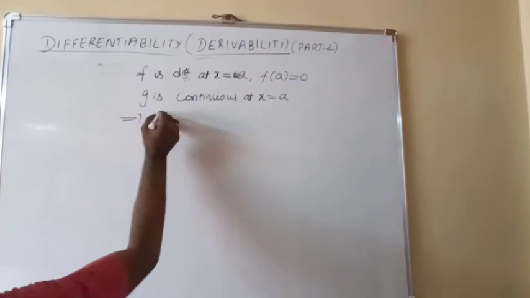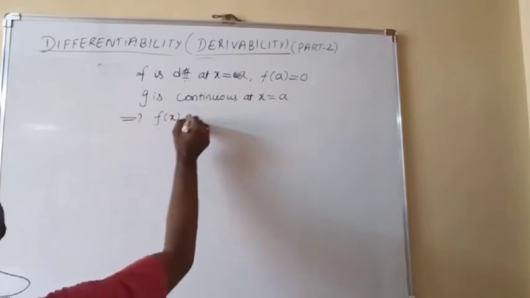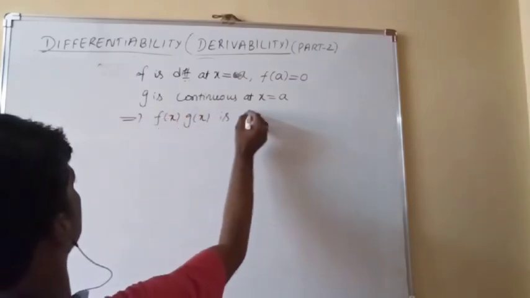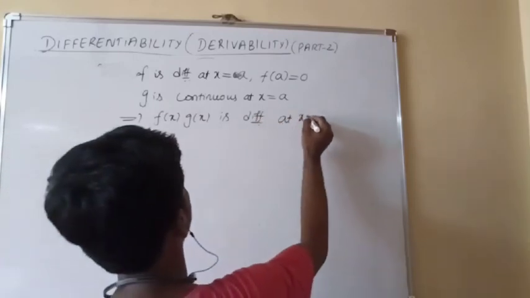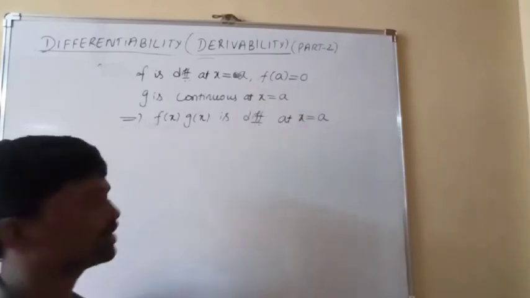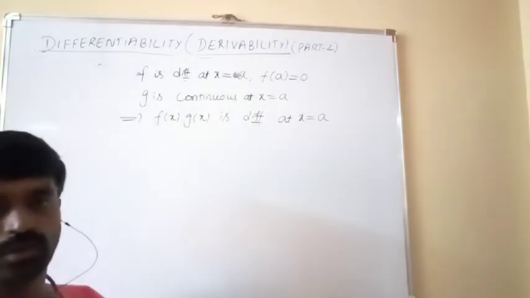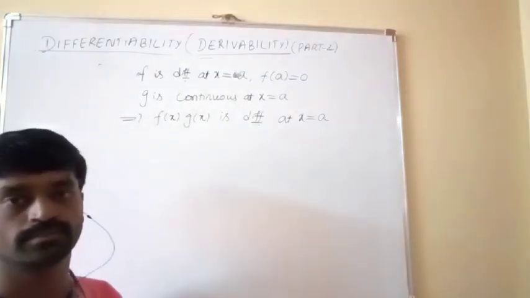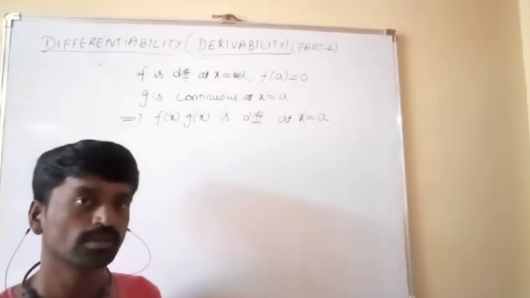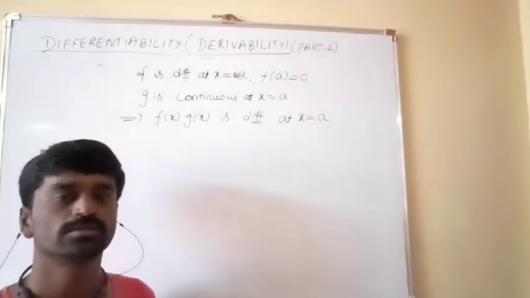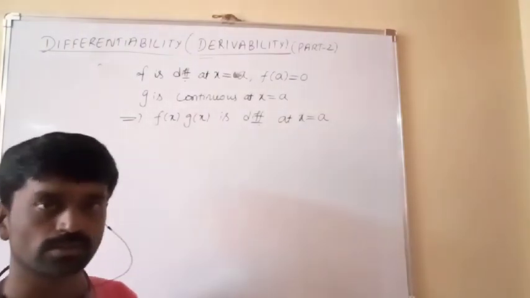Then the product f x into g x is differentiable at x is equal to a. Though g is not differentiable, it should be continuous. So f is differentiable at a and f of a is 0, g is continuous at a. Still, the product f x into g x is differentiable at x is equal to a.